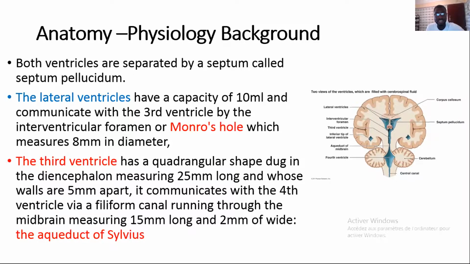The third ventricle has a quadrangular shape, located in the diencephalon, measuring 25 millimeters long, and whose walls are 5 millimeters apart. It communicates with the fourth ventricle via a filiform canal running through the midbrain, measuring 15 millimeters long and 2 millimeters wide. This is the aqueduct of Sylvius. You can see here the aqueduct of Sylvius. This is the third ventricle, and this is the fourth ventricle, and here you have the two lateral ventricles.